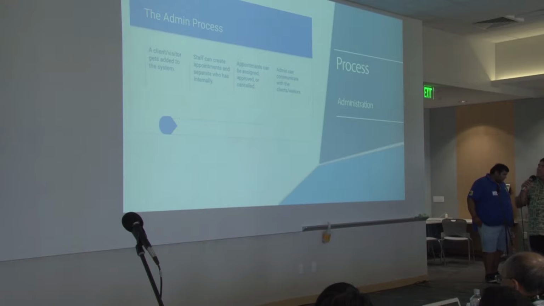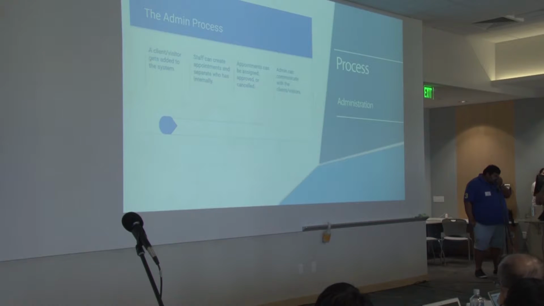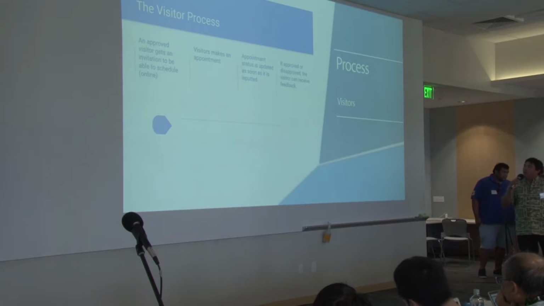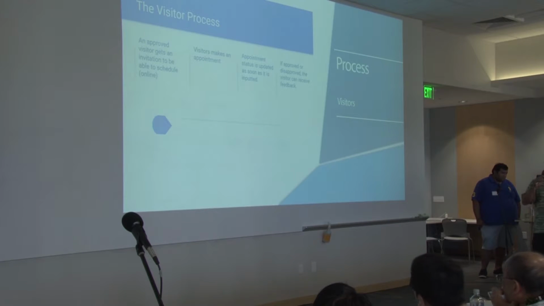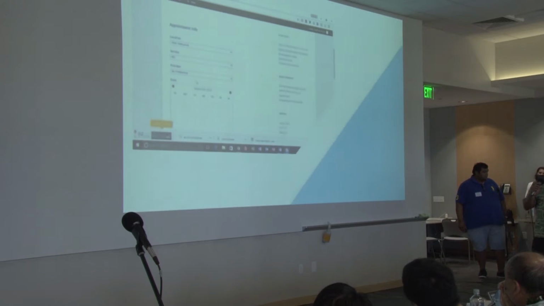The admin process: a client or visitor gets added to the system. Staff can create appointments and separate who has access internally. Appointments can be assigned, approved, or canceled. The admin can communicate with the clients and the visitors as well. Two-way communication. The process for the visitor is very simple. An approved visitor gets an invitation to schedule online. The visitor makes an appointment. The appointment status is updated as soon as it is inputted. And if approved or disapproved, the visitor can receive feedback as well. Communication is the key here.